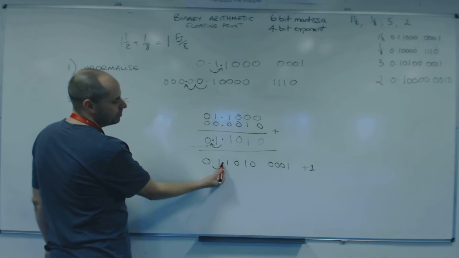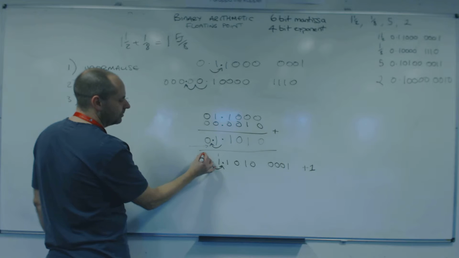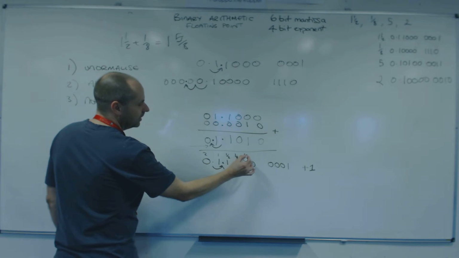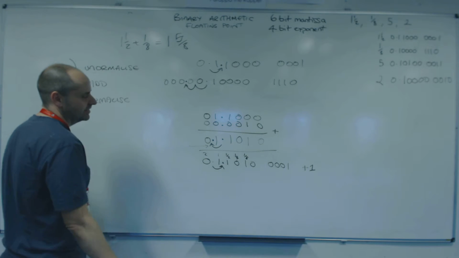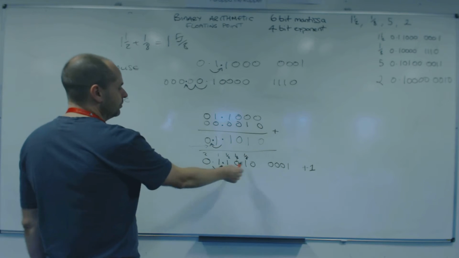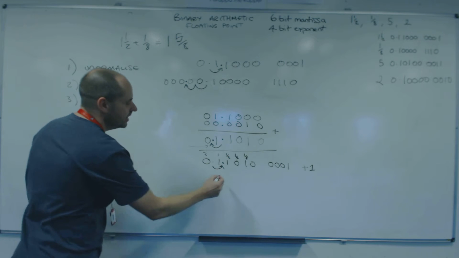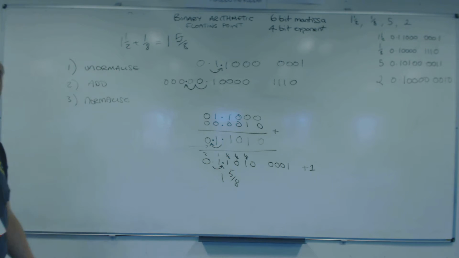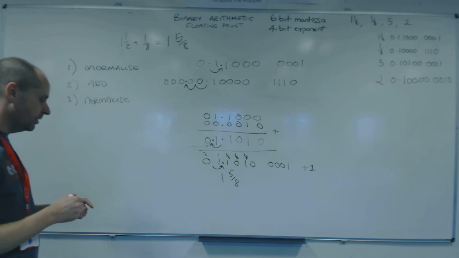Right, once I've got my point in the right place, I can put my column headings in. So I've got half, quarter, eighth. I don't have to go any further because that's the 0. And you can see if we look at it, it's magically 1 5/8, like Jack said at the start. Okay, everyone happy with that? Right, let's do the other one.